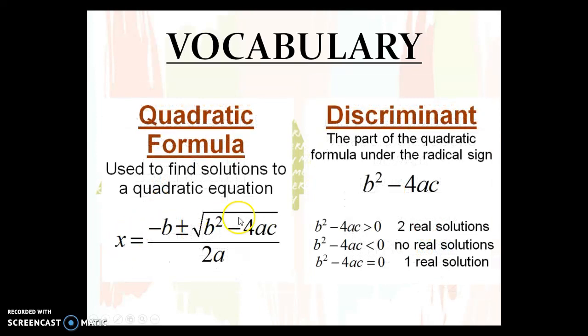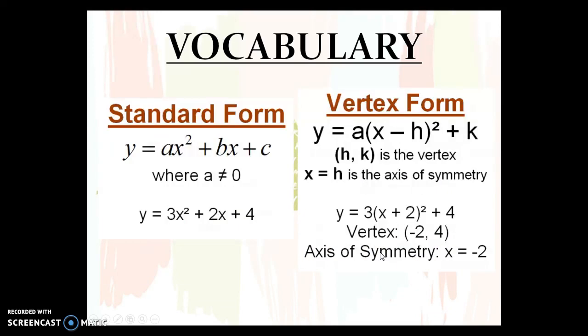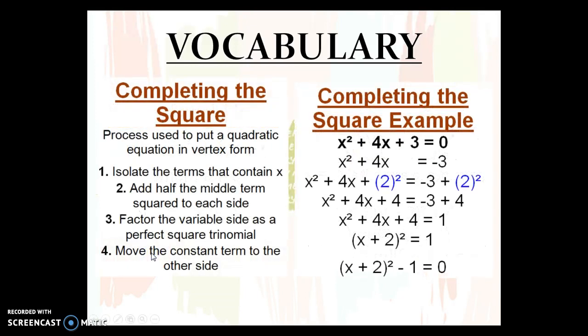Quadratic formula, this is your quadratic formula. If the discriminant is greater than 0, you have 2 real solutions. If it's less than 0, you have no real solutions. And equal to 0, it's 1 real solution. Standard form, y equals ax squared plus bx plus c. Vertex form, y equals a, x minus h squared plus k, where h and k are the vertex. And completing the square we don't need to go over right now.